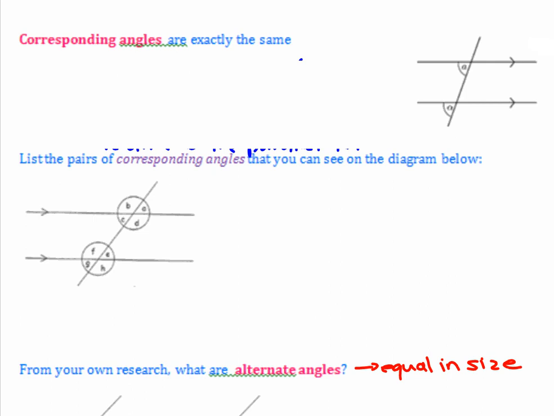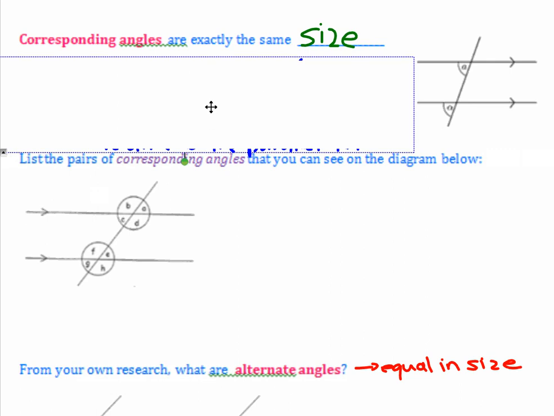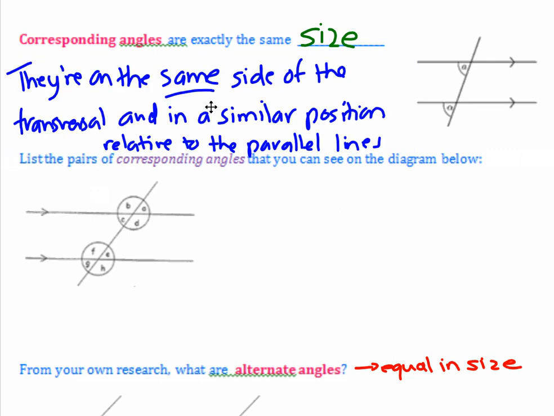So there's some more angle relationships though. So what are some of the other ones? Corresponding angles. So here's an example of corresponding angles. So what do you think the relationship is between these two just by looking at it? That's right, they are the same size. So they don't add to 180, but they're the same size. How would you describe what corresponding angles are? So one way you could say is corresponding angles, they're on the same side of the transversal as each other, and they're in a similar position relative to the parallel lines.